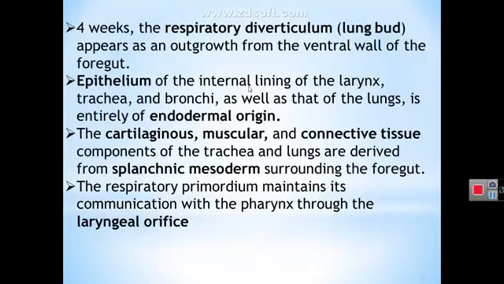Epithelium of the internal lining of the larynx, trachea, bronchi, and lungs is entirely of endodermal origin, while the cartilage, muscular, and connective tissue components of the trachea and lungs are derived from visceral mesoderm surrounding the foregut.